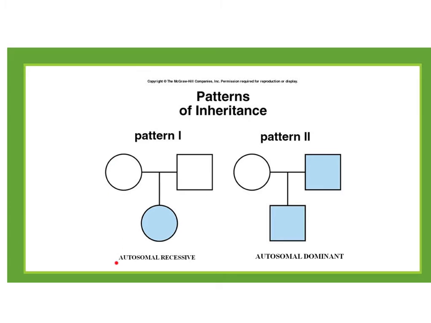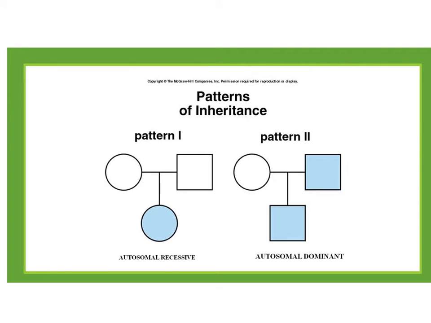Okay. So pattern 1 is showing you autosomal recessive. Remember, autosomal is just talking about your normal, regular cells that make up your normal body parts, like your skin or your muscles. These are those diploid cells that have all 46 chromosomes. Okay. So it's basically saying this is not going to be your gametes or your sex cells.